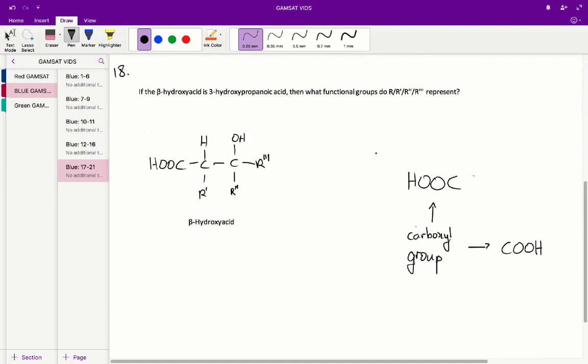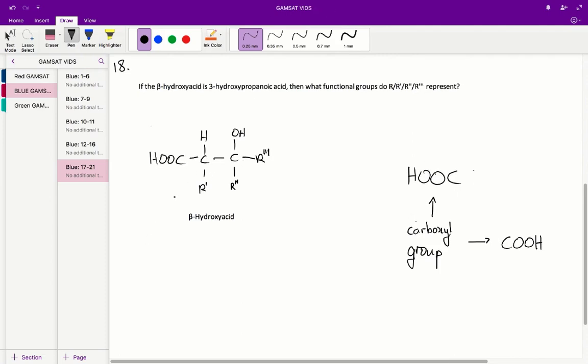So since we know this is a propanoic acid, we can confidently say that the backbone will have 3 carbons in it. Since we already have enough carbons in our backbone, we can say that R triple dash and R double dash are not going to be methyl groups, and therefore they're going to be hydrogen groups. Since we know those two facts, we can rule out a couple of answers.